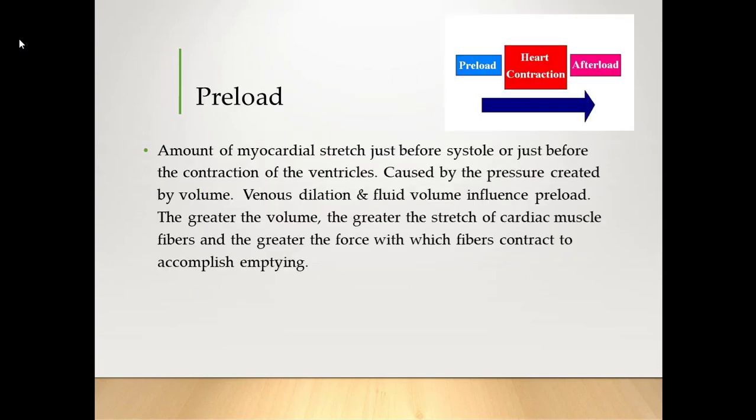So, preload is how much the heart is stretching before the contraction of the ventricles. So, how much is that heart filling? The bigger the volume, the bigger the stretch, and the greater the force, the blood pressure, to make sure that that heart is emptying. Basically, preload is the amount of force needed to pump effectively.